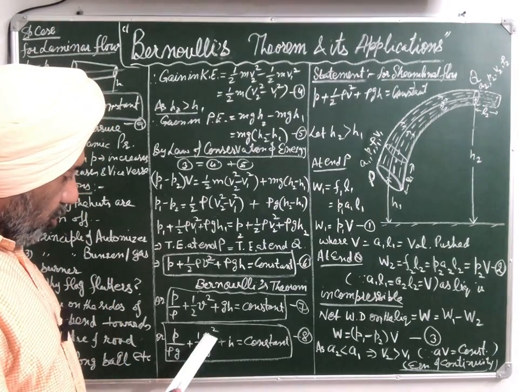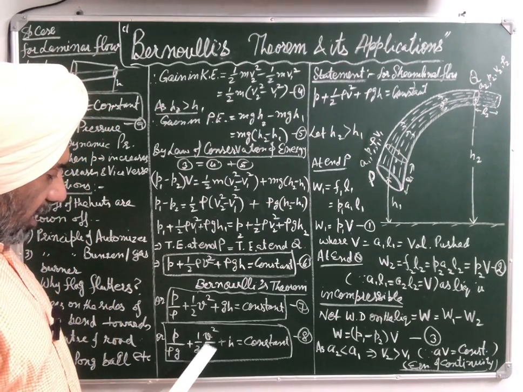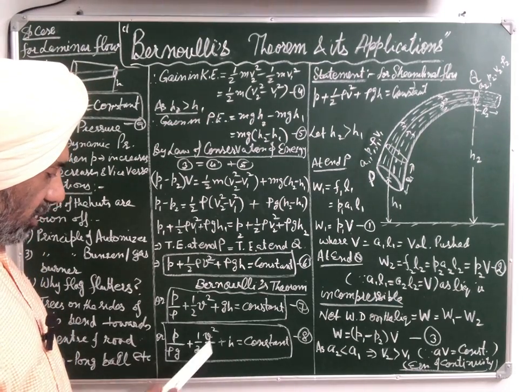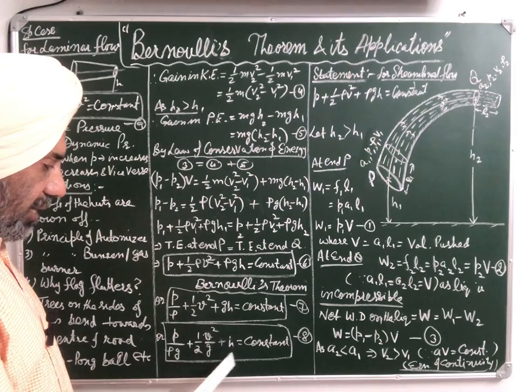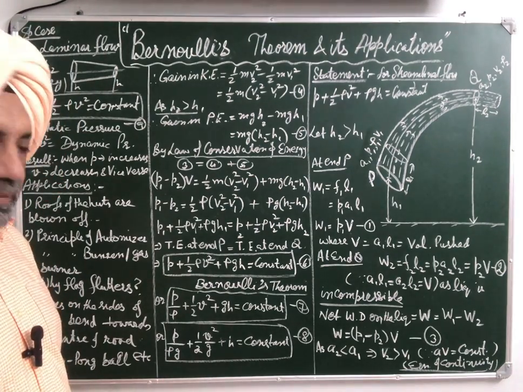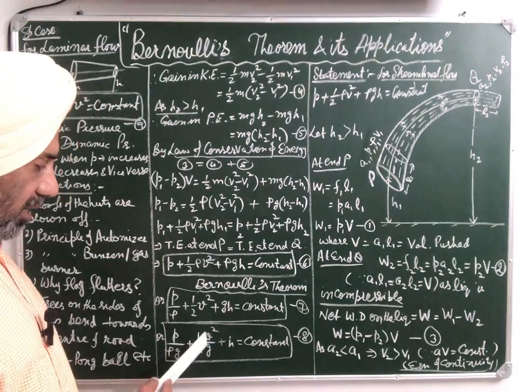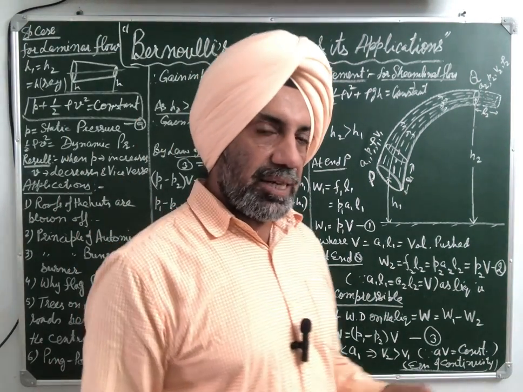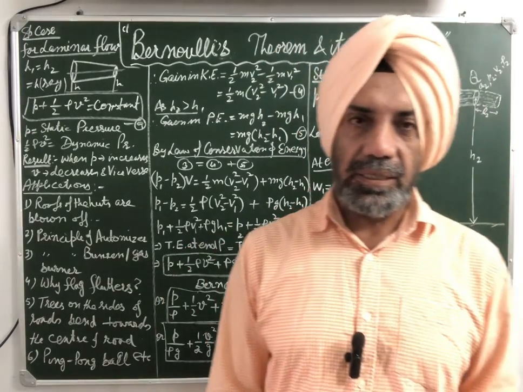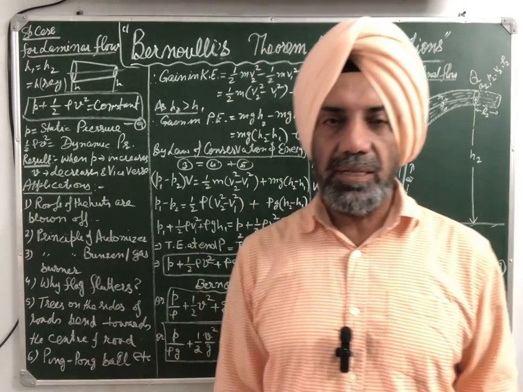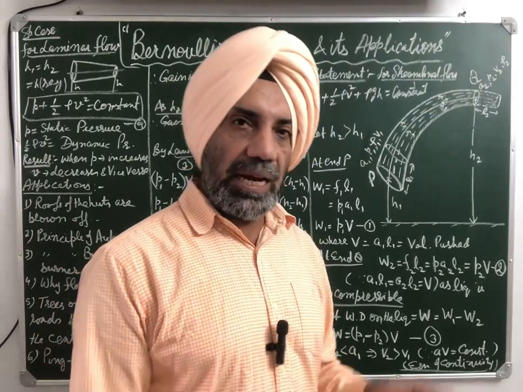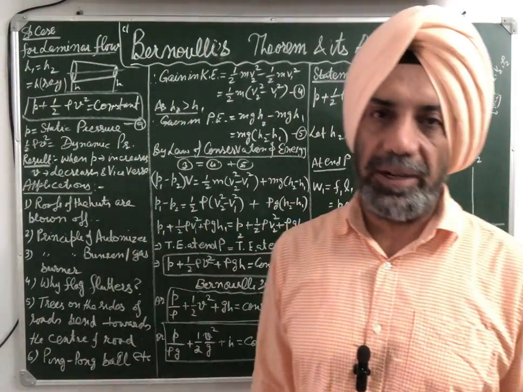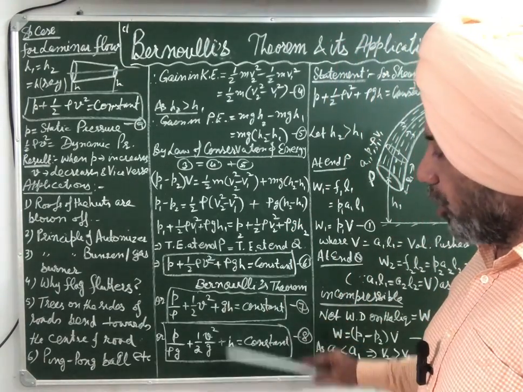If we divide by g throughout, it will be P upon rho g plus half v squared upon g plus h is equal to constant. So P upon rho g is known as pressure head, half v squared upon g is known as velocity head, and h is known as potential head. It means another statement: for an ideal fluid, the sum of pressure head, velocity head and potential head is always constant, provided the flow is slow and steady, that is streamlined. So these are three different statements of Bernoulli's theorem.